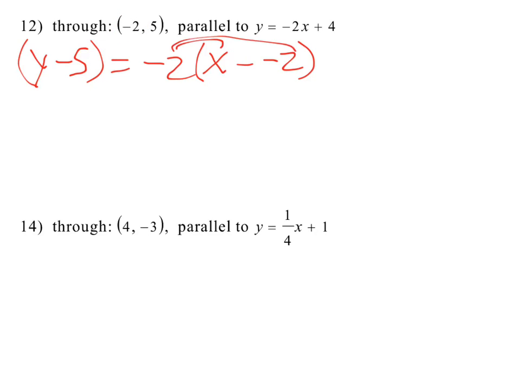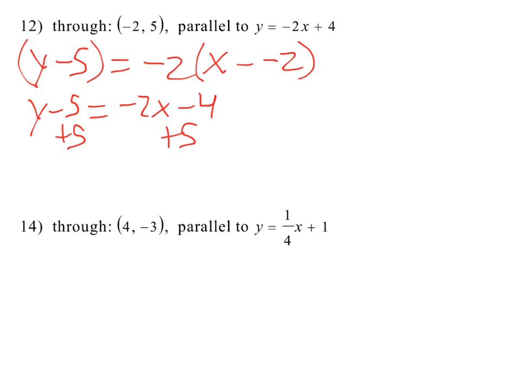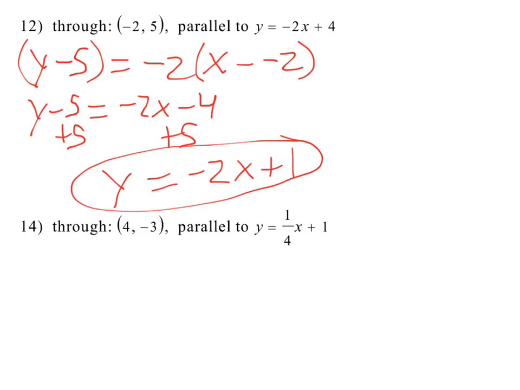We're now going to distribute this down. We need to simplify it down. Left side is still just y minus 5. Right side, we're going to get negative 2x. Negative times a negative times a negative. 3 negatives make 1 negative. And 2 times 2 is 4. So now at this point, I'm going to add 5 to both sides. We'll get y equals negative 2x plus 1. Because negative 4 plus 5 is 1, positive.